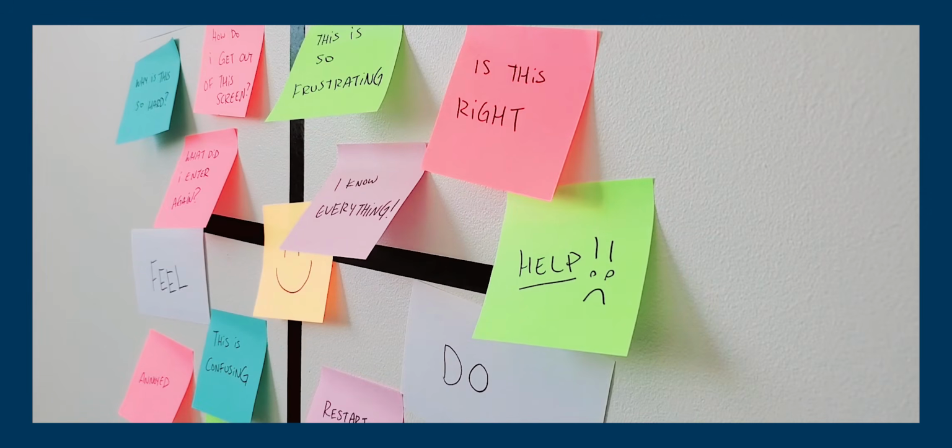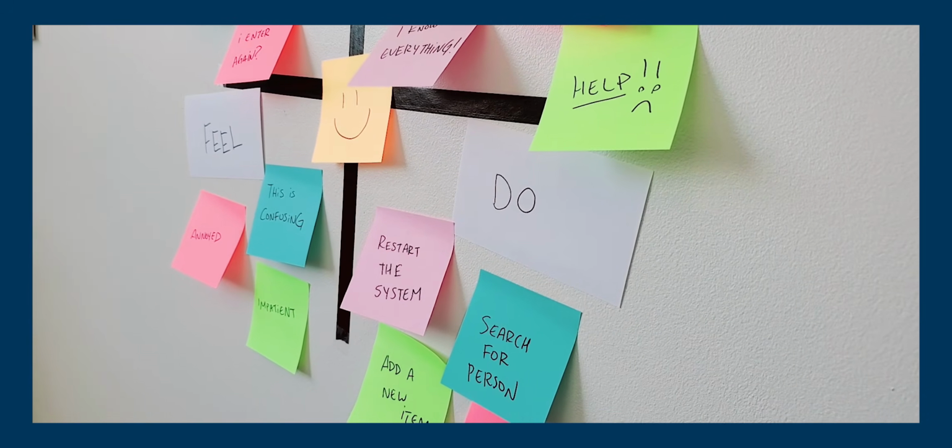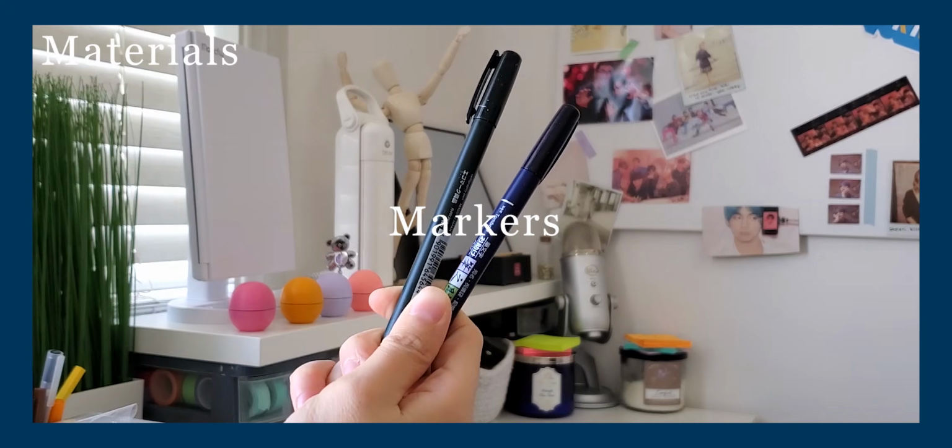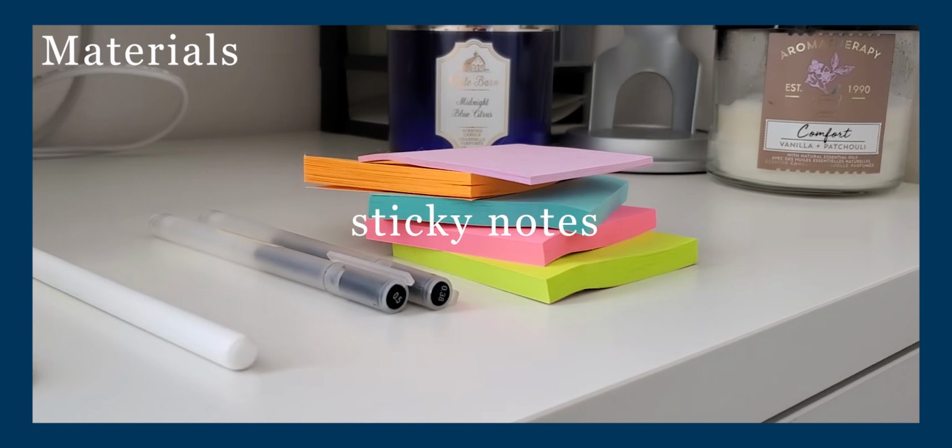An empathy map is a way to visualize users' attitudes and behaviors. To create one, you need markers, a piece of paper or some surface to write on, a bunch of sticky notes, and a group of people.